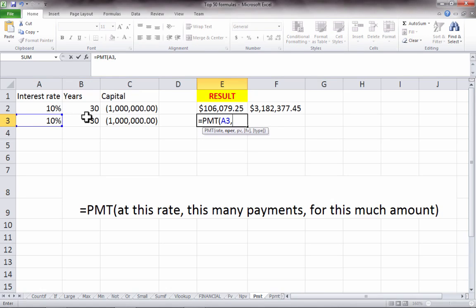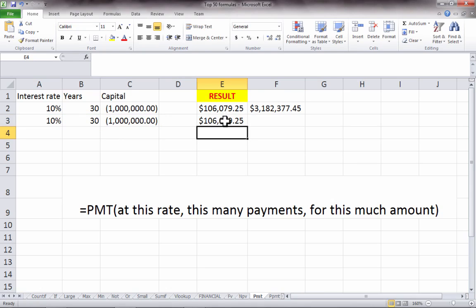10%, and then the number of years, and the capital. So it gives you 106,000 for each year. And the good thing with this one is you can play around with the numbers. Let's say I don't want a longer loan, I just want it to pay in 10 years. And it will automatically give you that, hey, you need to pay 162,000 per year to pay this off.